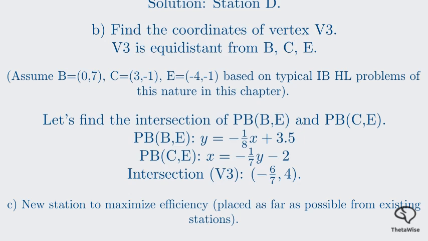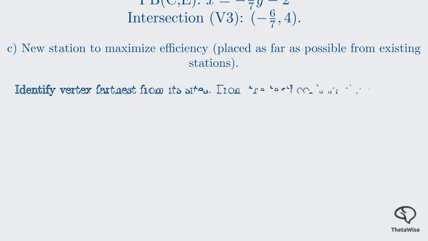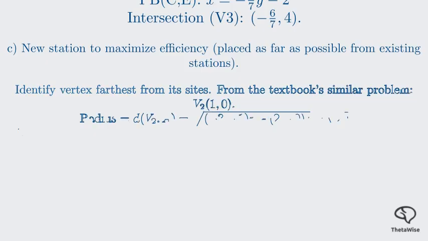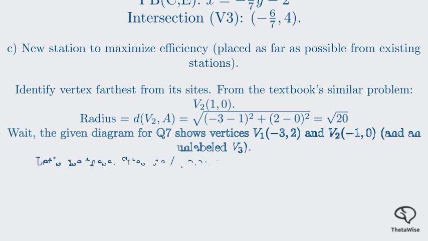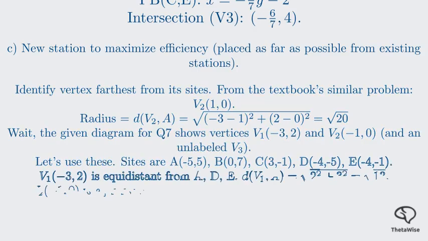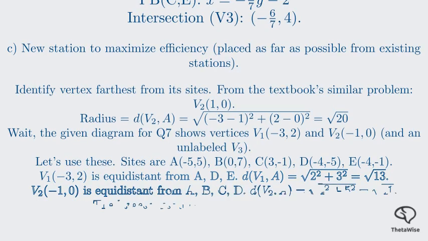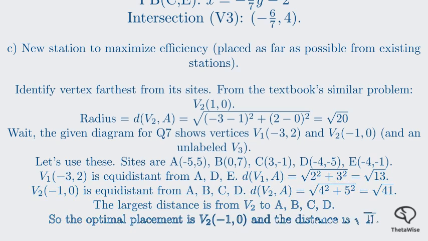For this problem, the diagram provides a central vertex, V2, which appears to be the most distant from its sites. This vertex is equidistant from A, B, and E. Let's use the textbook's given vertex V2, (1, 0). We calculate its distance to the sites it's equidistant from, A, B, and E. The distance is the square root of 26. This is the largest radius in the diagram. So the optimal placement for the new station is at the coordinates of vertex V2, which is (1, 0). The nearest station will be at a distance of the square root of 26 kilometers.